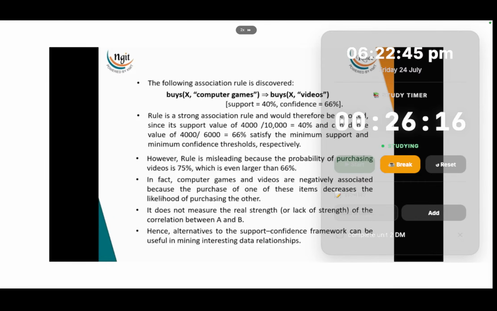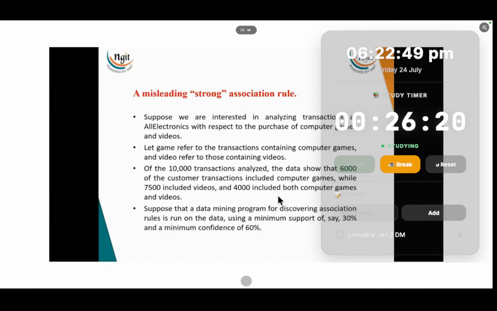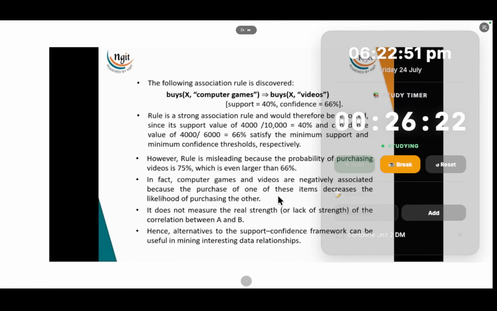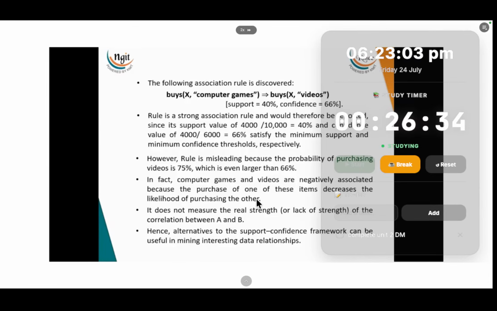From the frequent item set. But the thing is, when you look at the transactions, it is shown that videos can be bought without the computer games, right? So it means that they are negatively correlated. Those who buy computer games need not buy the videos, right? So for computer games and videos, it should be negatively correlated. But according to the support and confidence, it is saying that they are positively correlated. It means that they have a strong association rule.